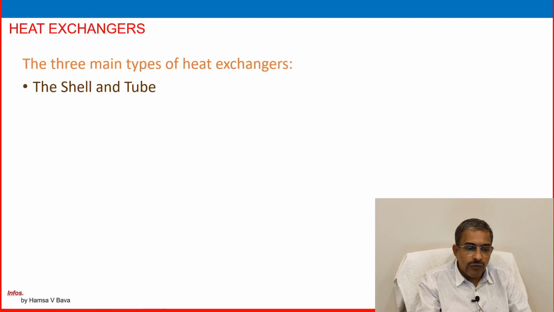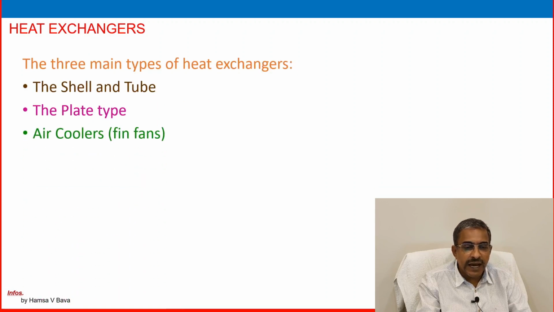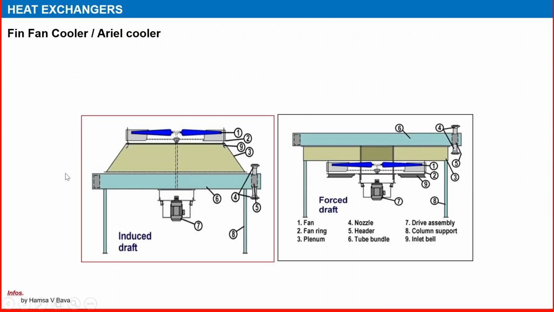Now we will see the other one, that is the fin fan cooler, air cooler or fin fan cooler. Mainly it is used in deserts, because air is available and water is not available, difficult to arrange water, and the air is freely available there. So in desert oil field operation, I have seen many in my experience, and this fin fan cooler is used in the desert area. So this is the typical fin fan cooler image.